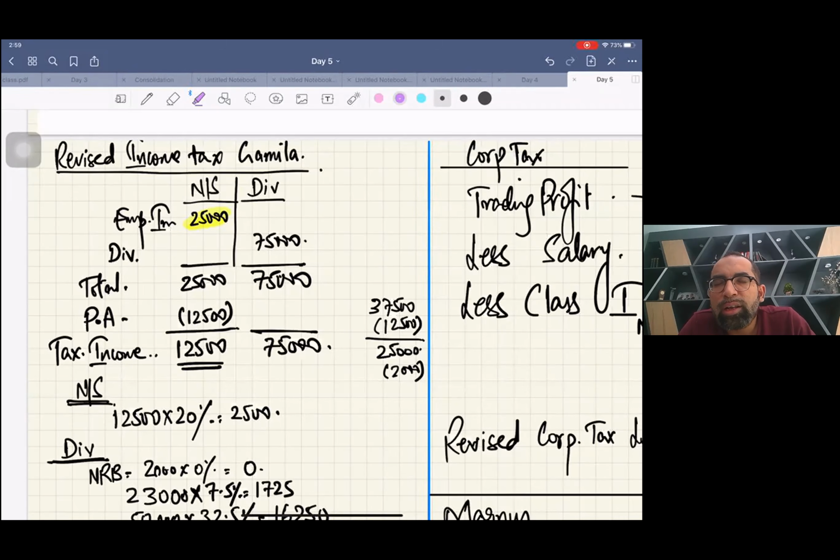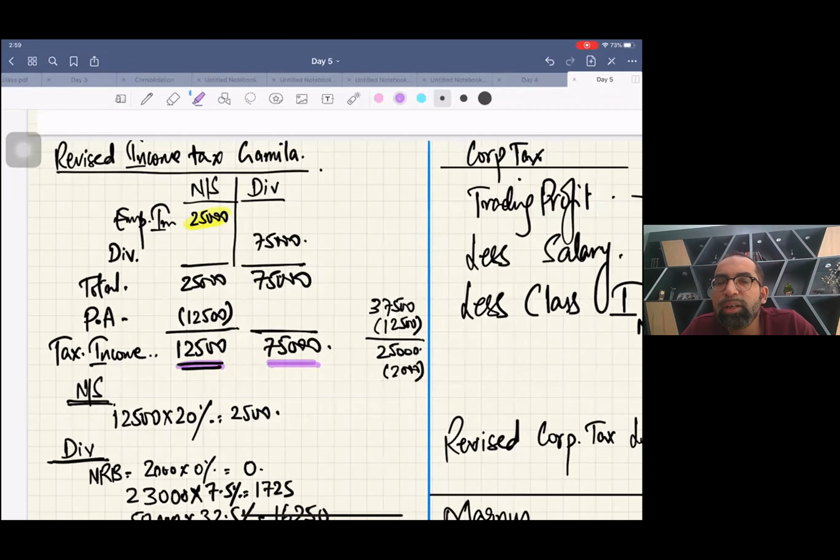So my dear student, if your ANI is exactly 100,000, you will be eligible for the personal allowance of 12,500. Now let's deduct the personal allowance. Finally you get the taxable income.